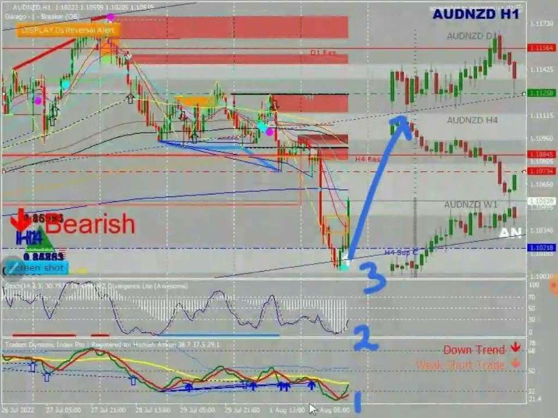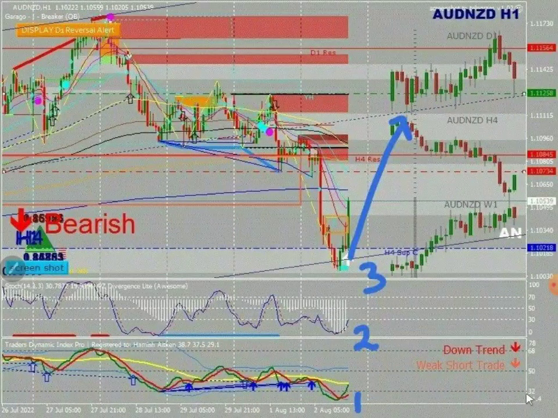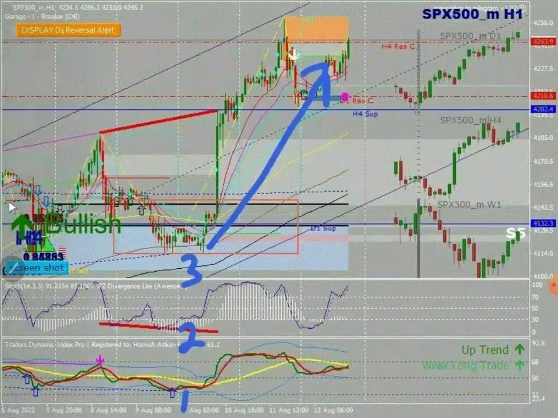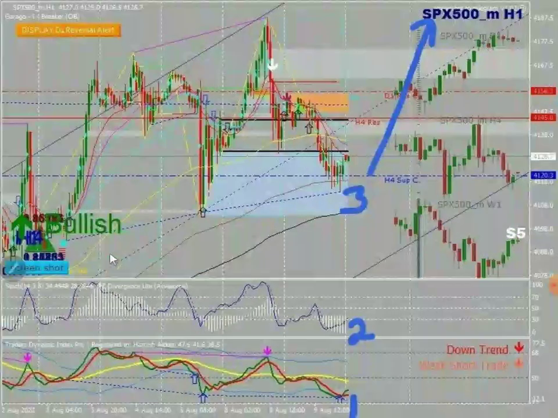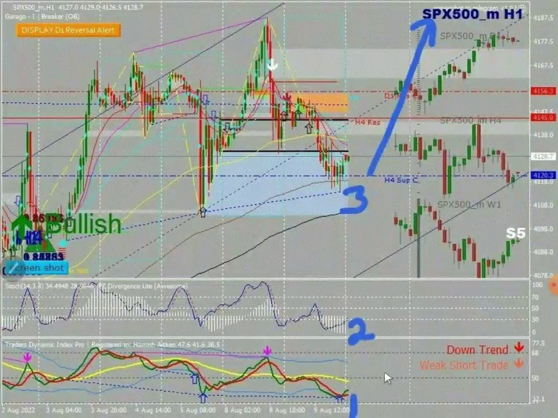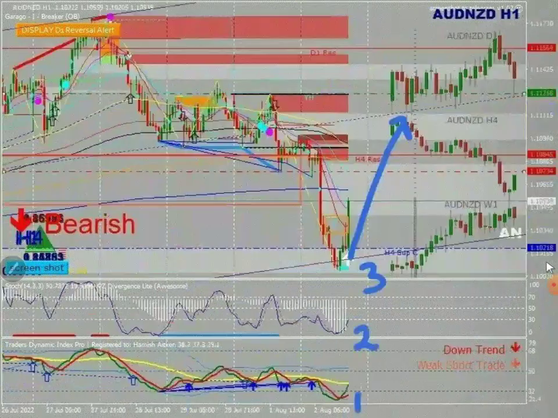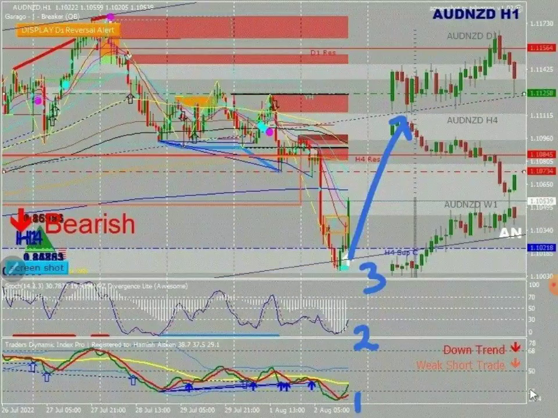Okay, this is a sample of the TDI at 68. This is 32. You can see the first one was below 50. This one is below the 32 level. So below the 32 level, you don't need a divergence on that one. So we have the TDI. Okay, let's check the daily structure.